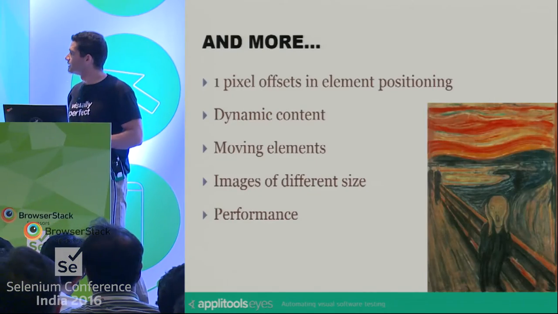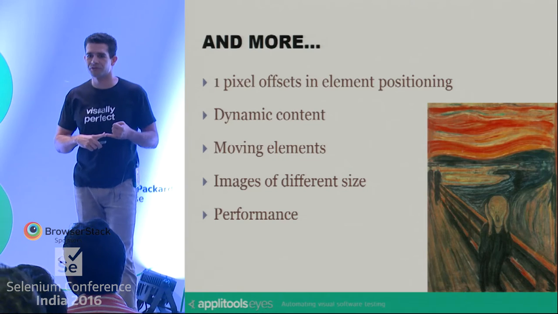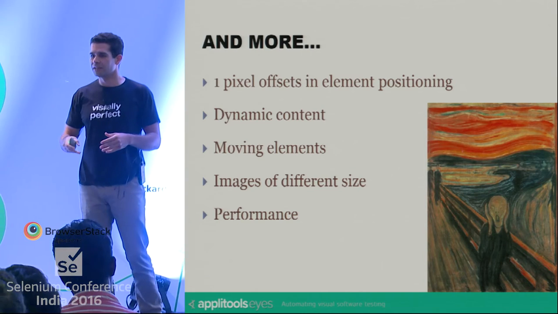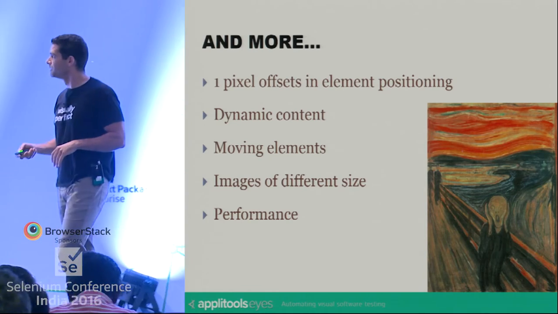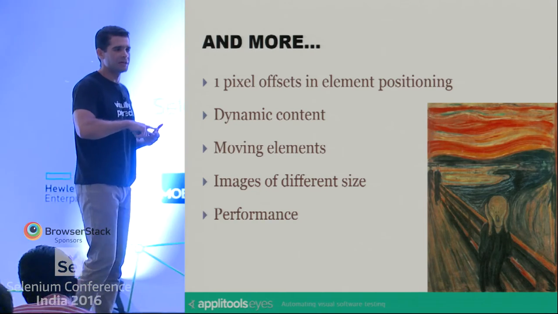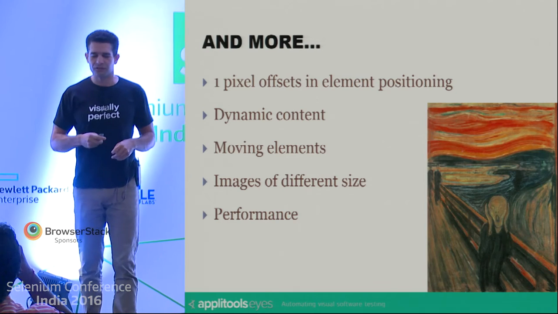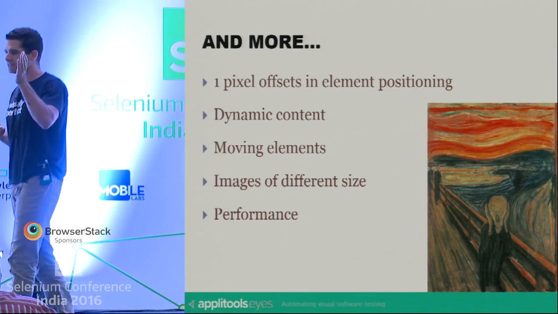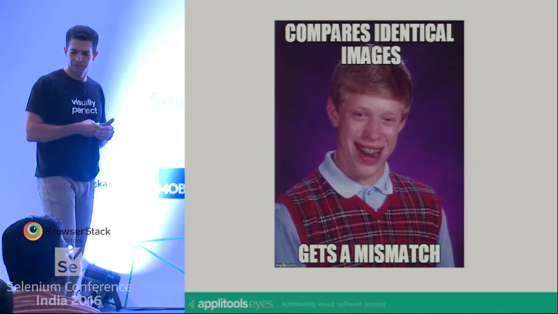So there are other reasons that make this difficult. First of all, you have arbitrary one-pixel offsets in element positioning. This could be just elements that are placed one pixel to the side or downwards, or even an HTML table that has a column that gets to be one pixel wider and moves everything else on the page. You need to be able to handle dynamic content like dates and usernames and banners and commercials. There are moving elements like the upgrade account example that we've seen, or animations, and you also need to be able to compare images of different sizes. And of course, it has to run super fast, otherwise your tests will take forever to run. And in addition to that, there are those that always get false positives no matter what they do.